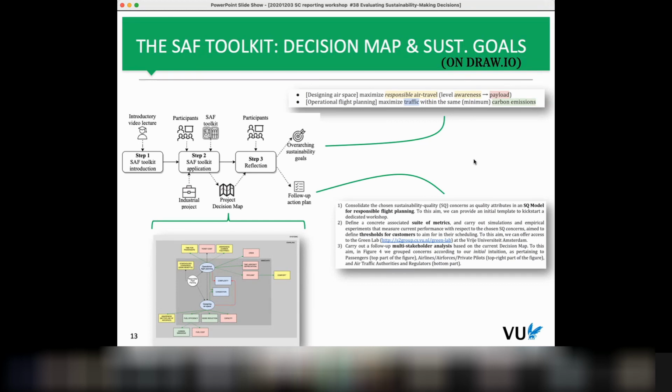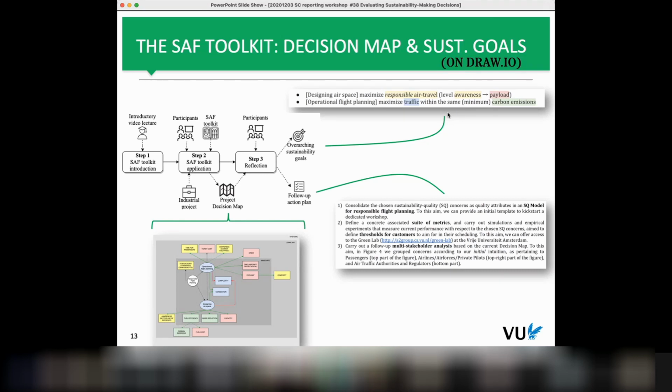So with such a decision map, we are to make explicit all these concerns that we want to achieve with the software system, for instance, for operational flight planning. And we also make explicit the derived goals towards sustainability that are in the ambition of a certain company. For example, in the top right-hand side, we see 2 bullets, which are 2 sustainability goals that we derived from this project.